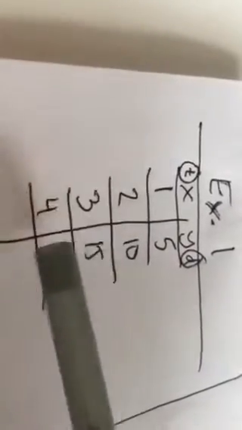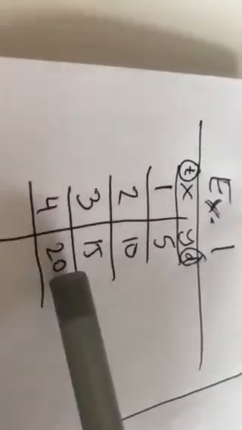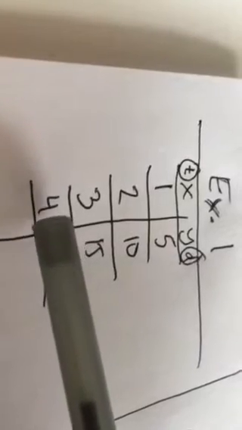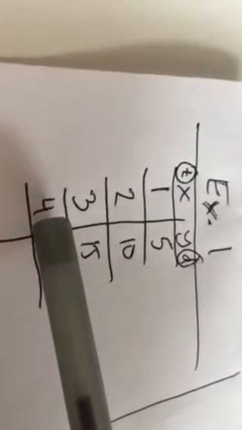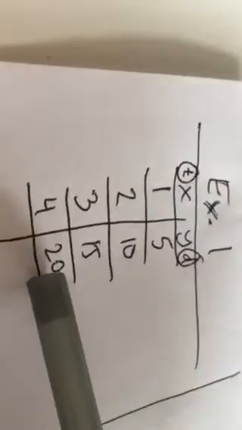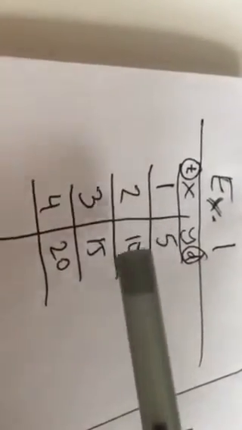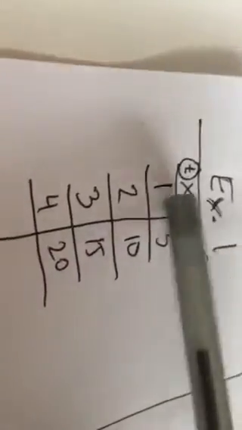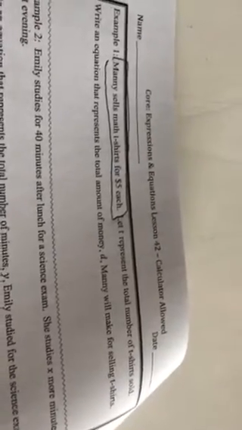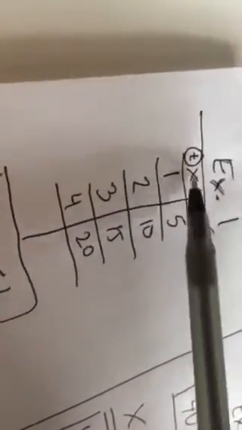How do I know that when he sells 4, it's going to be 20? Because each shirt costs $5, and I know that 4 times 5 is 20. 3 times 5 is 15. 2 times 5 is 10. X is always on the left, Y is always on the right. In this problem, it says let T represent the total number of t-shirts sold. So these are the shirts being sold here. So instead of an X, now that's going to be T.